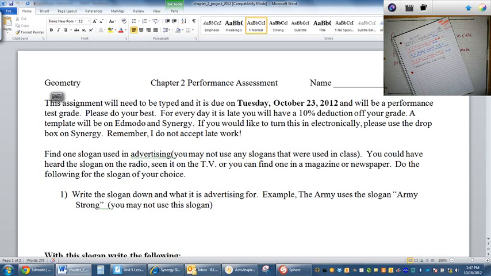Notice that every day that it is late, you're going to get 10 percentage points off. That does include Saturday and Sunday, as it will be a digital thing that you turn in. So since you're going to turn it in digitally, you can still turn it in over the weekend. So I'm counting those days off. This does need to be typed. So when you go on either Synergy or Edmodo, you can just download the Word document and type all your answers in. So let's talk about what it actually looks like. What we need to do is go out and find this code.